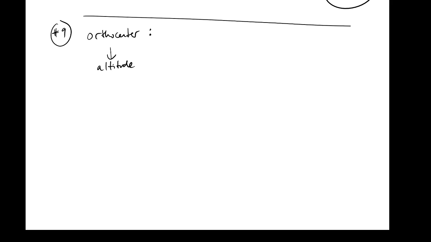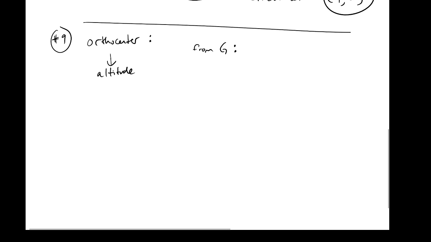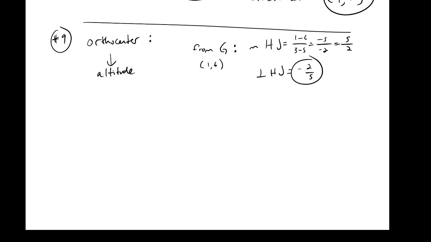So from there, the altitude, we're going to go from G. Okay, so G, which is 1,6 on that problem. So the slope of HJ is what we're going to need, which is going to be 1 minus 6 over 3 minus 5, or negative 5 over negative 2, which is actually just 5 over 2. And the perpendicular slope of HJ is going to be the negative reciprocal, so negative 2/5.